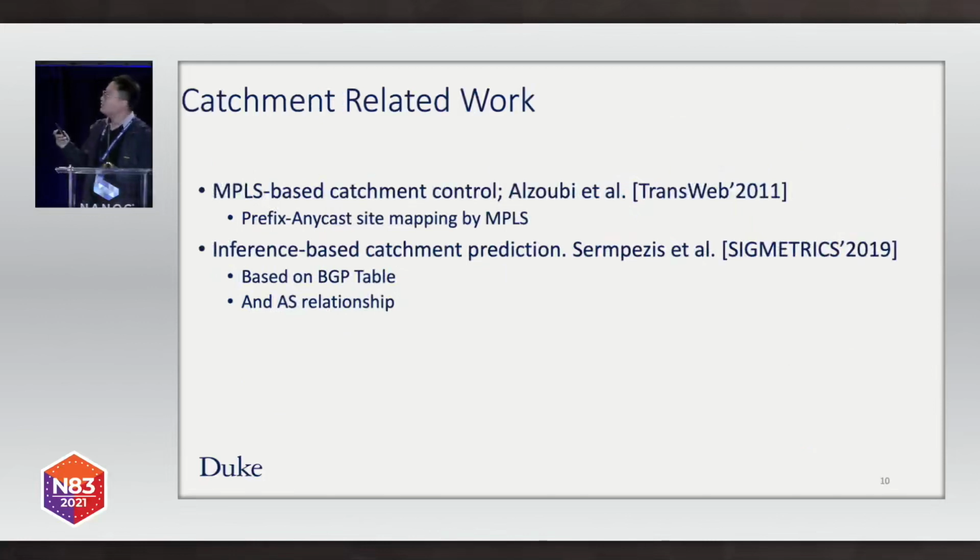There is several related work trying to control the catchment area proactively or doing some inference work to predict the catchment. The first one is Azubi et al. They propose to use an MPLS-based catchment control method to manually assign the ingress point to Anycast sites which are assigned into the same single AS. The other work is Suspense et al. They propose a method to use public BGP feeds and also the AS relationship topology to infer the catchment area for one specific AS.